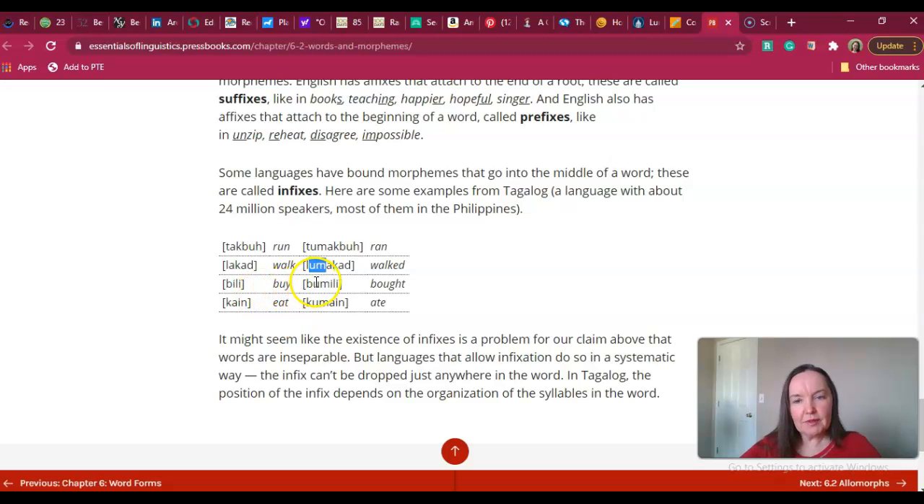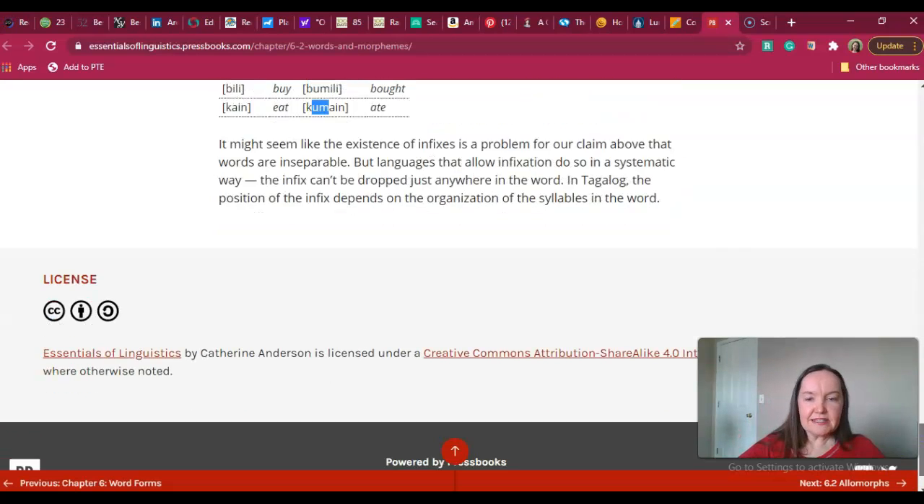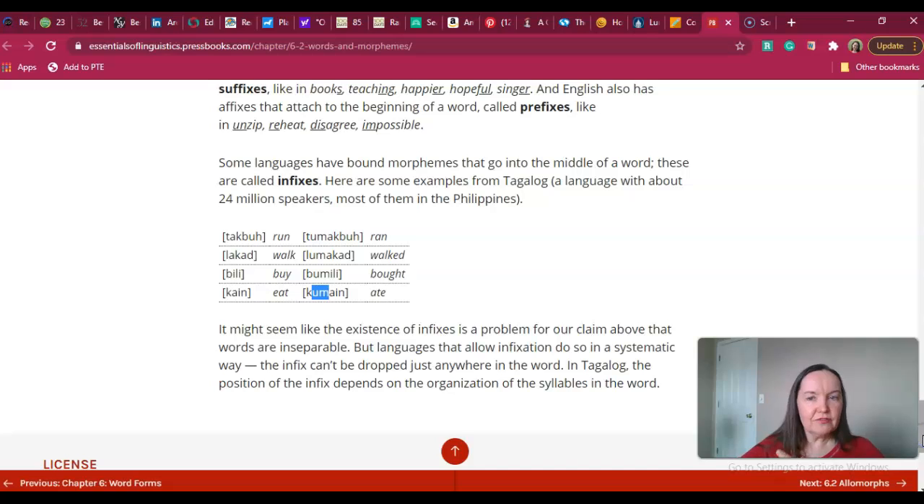Bili, to buy, becomes bumili. Again, we put that bound morpheme in the middle. It becomes bought. And eat, kain, becomes kumain, and that changes it from present tense eat to past tense ate. Okay, in English, it might seem like we don't have any infixes.